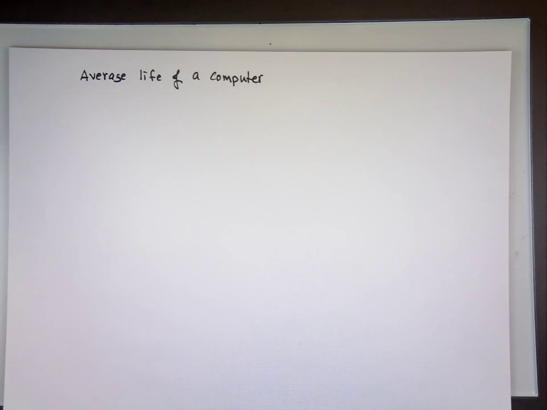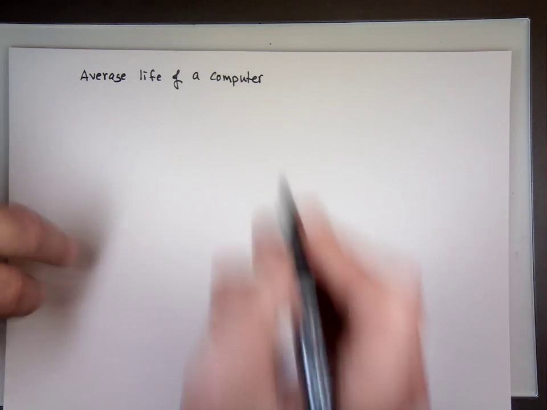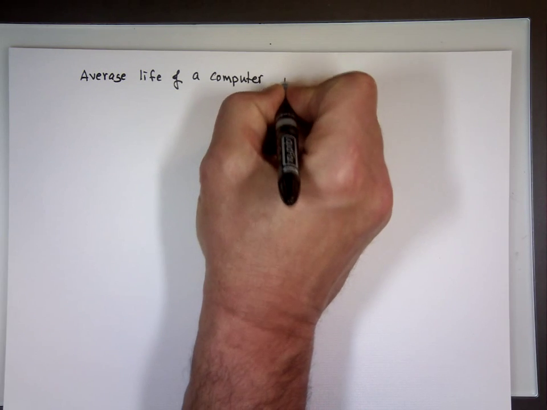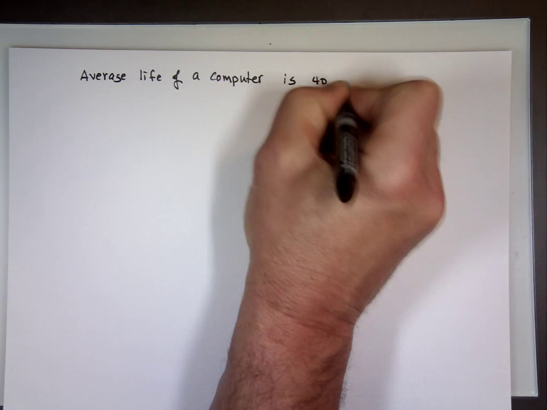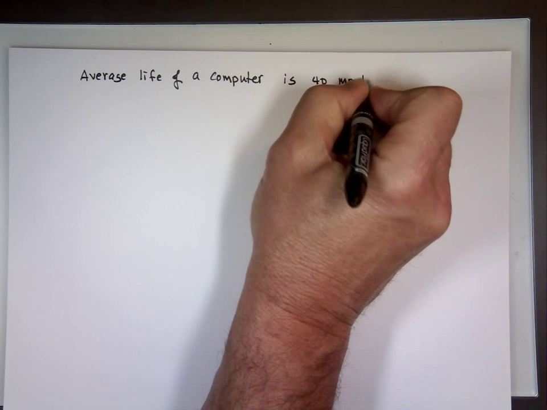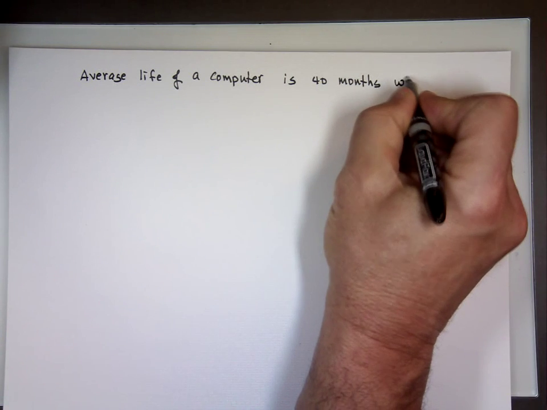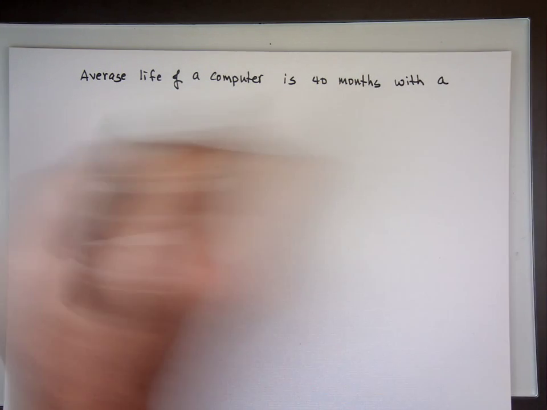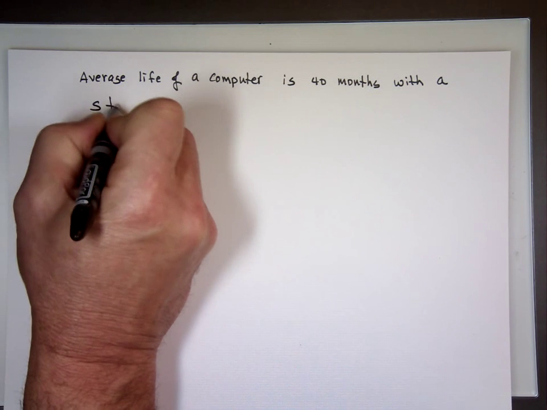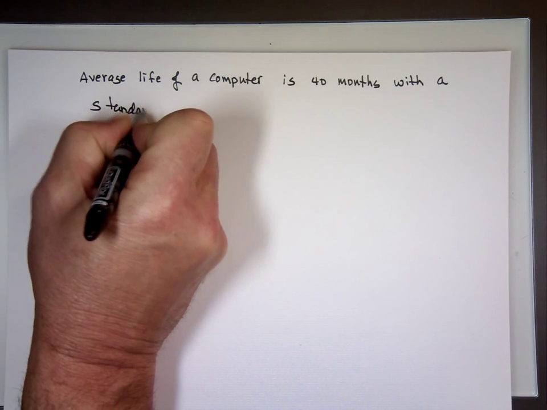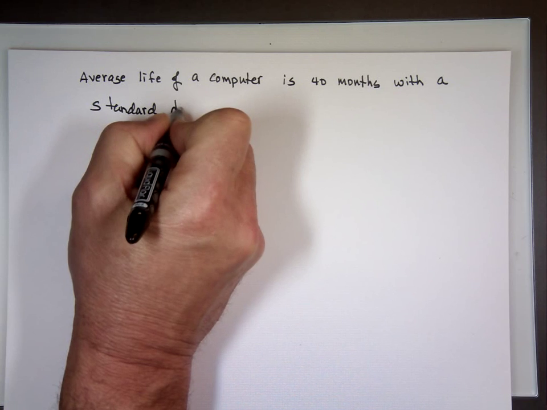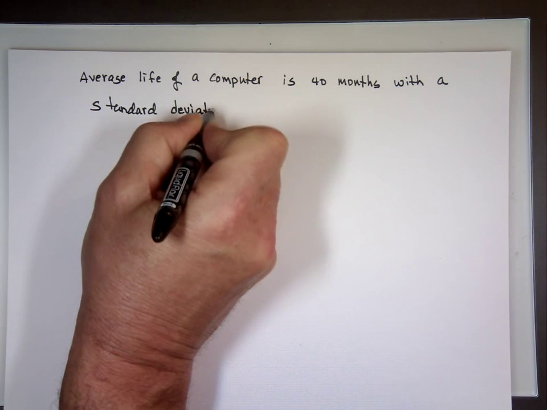So let's say it's 36. How about 40 months? And after that, they start breaking down, with a standard deviation of 5 months.